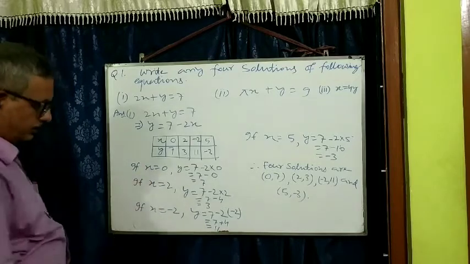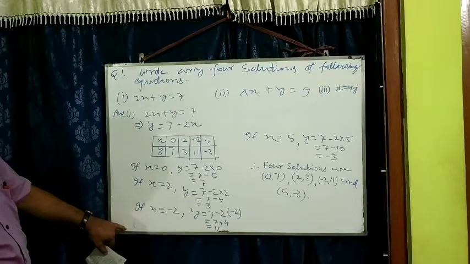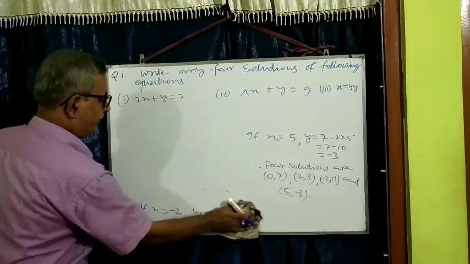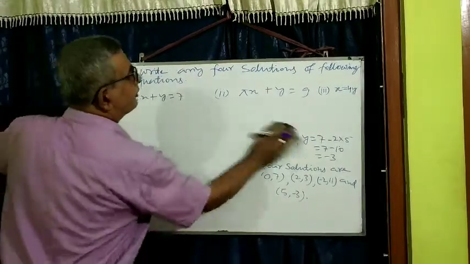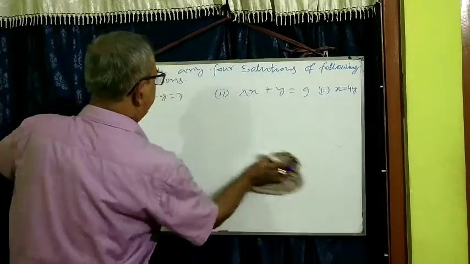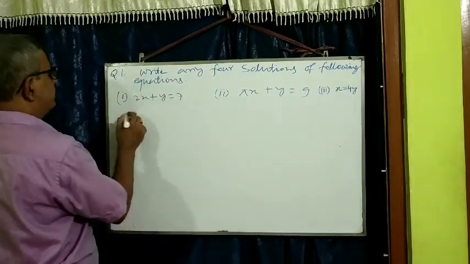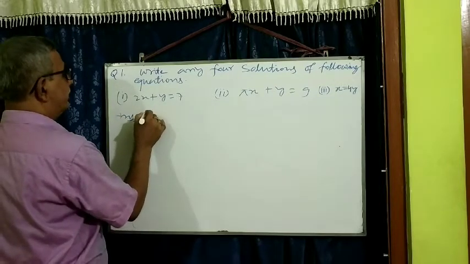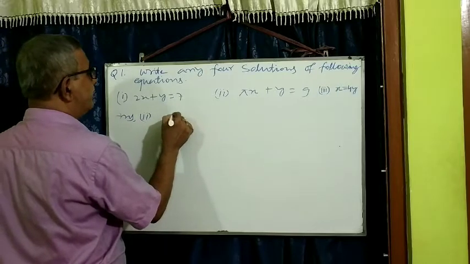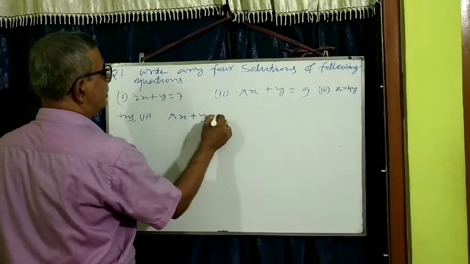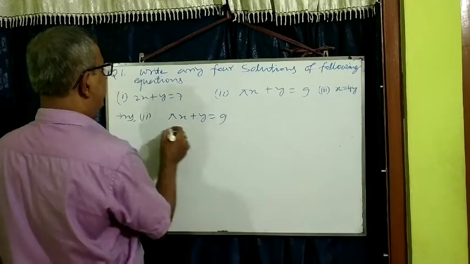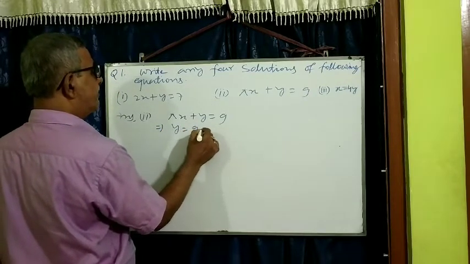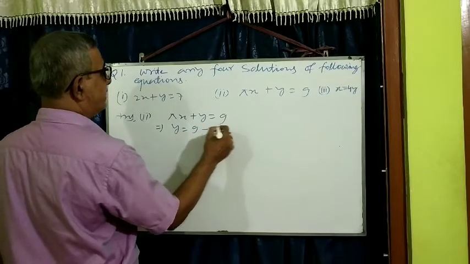I am going to rub it. You should also write. The second one, pi x plus y is equal to 9, is written. Here you do one thing: y is equal to 9 minus pi x.